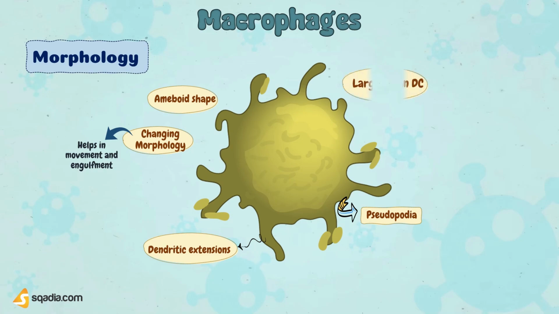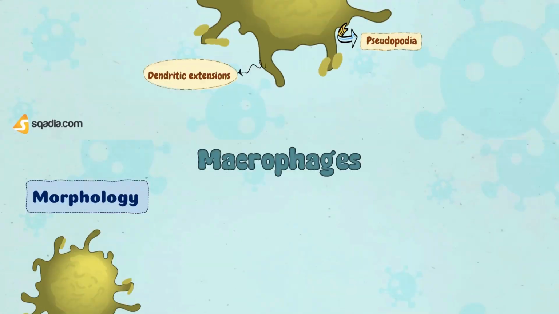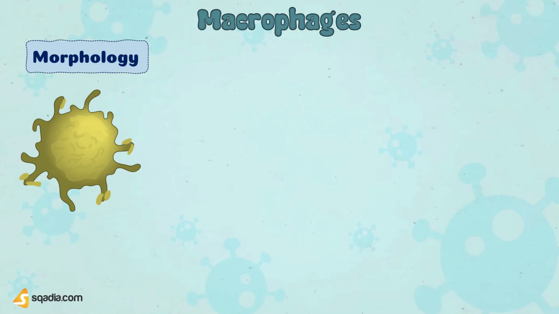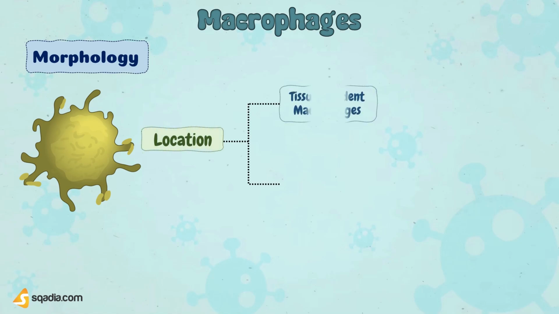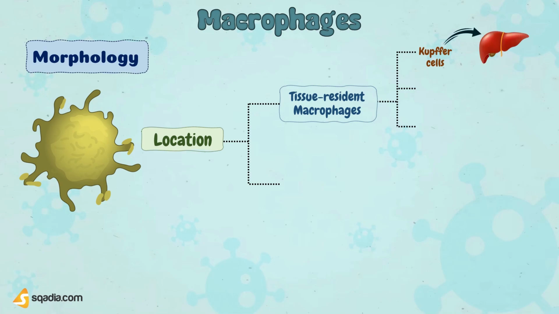Also, these macrophages are generally larger than dendritic cells, and their size can vary depending on their activation state and the tissue they reside in. Depending on their location and function, macrophages can be found as resident cells in specific tissues, thus called tissue-resident macrophages, such as Kupffer cells in the liver, alveolar macrophages in the lungs, and microglia in the central nervous system.